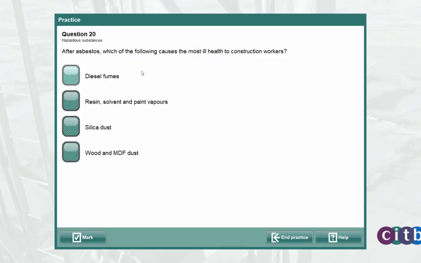After asbestos, which of the following causes the most ill health to construction workers? Diesel fumes, resin, solvent and paint vapours, silica dust, wood and MDF dust.